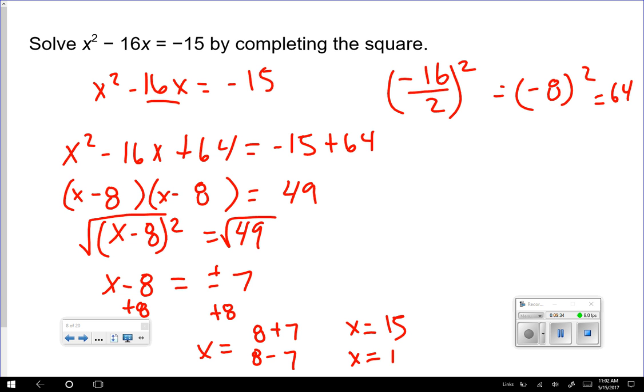And you can plug those in and check if that's true. Okay, 1's going to be the easiest one to check. 1 squared minus 16 equals negative 15. Well, that is true. Okay, you can check it with 15 as well.